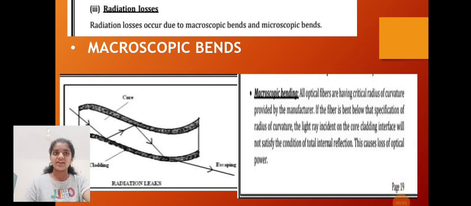Radiation losses. Radiation losses occur due to macroscopic bends and microscopic bends. Macroscopic bends. All optical fibers are having critical radius of curvature provided by the manufacturer. If the fiber is bent below the specification of radius of curvature, the light ray incident on the core cladding interface will not satisfy the condition of total internal reflection. This causes loss of optical power.